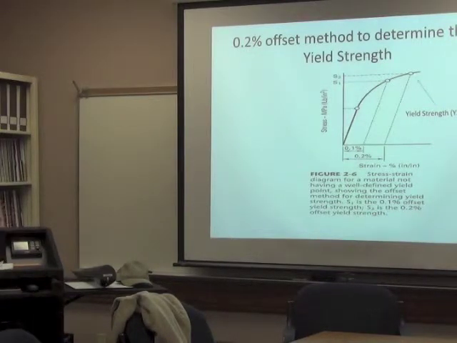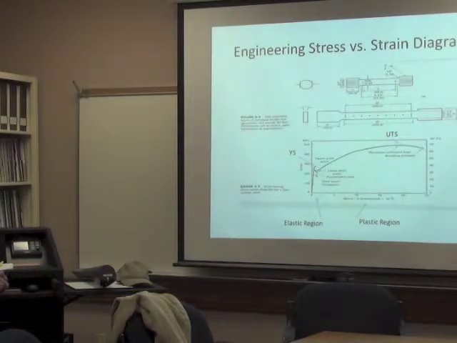This picture is enlarged; it will be right at the beginning. Here you draw a line parallel to this straight line, and you intersect it with the curve here, and then you get your yield strength reading. Some people will use the 0.1% offset method, but most people will use the 0.2% offset method to determine that yield point we were talking about, because that's when you're just in the plastic region.